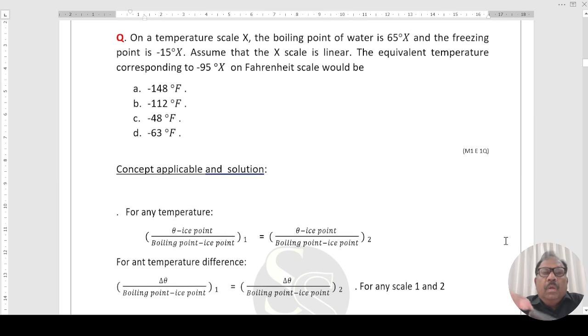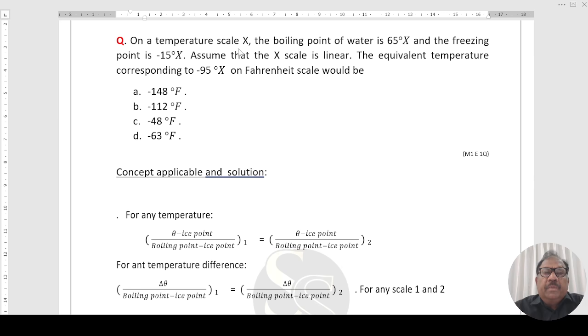Question is, on a temperature scale X, the boiling point of water is 65 degree X and freezing point is minus 15 degree X. Assuming that the X scale is linear, the equivalent temperature corresponding to minus 95 degree X on the Fahrenheit scale would be? Four options are given to you, one of the options is correct. Concept applicable and solution.